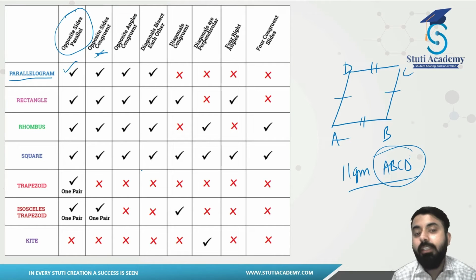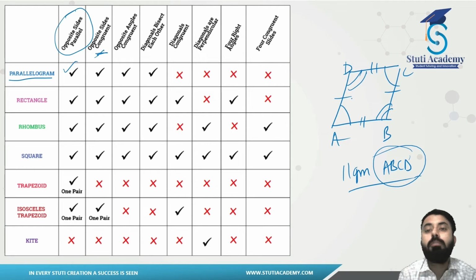Opposite angles are congruent, that means opposite angles are equal. That has already been verified, and that is true here as well. So angle A is equal to angle C, angle D is equal to angle B. We have some theorems based on this one, so we are going to explain this in a bit today.